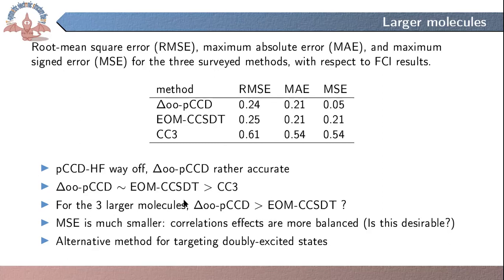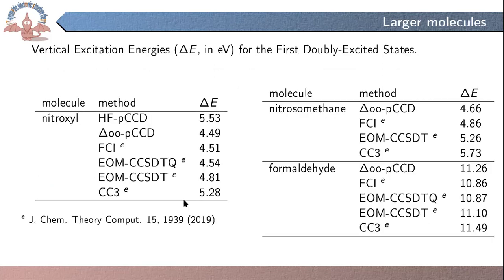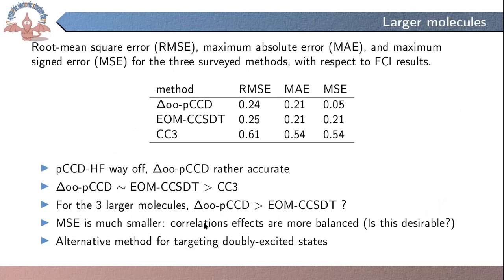And for the 3 larger molecules that I showed here, again, it's a small set, but with PCCD, we have more accurate energies with respect to full CI than UM-CCSDT. This might not be the case if you explore larger molecules, but we seem to have a better agreement for the case of these larger molecules.